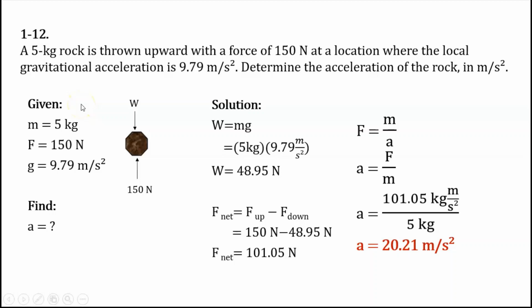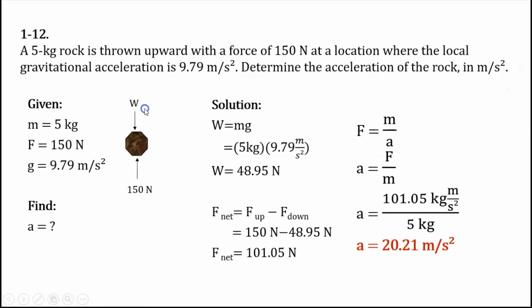So first, let's identify the given in our problem. So we have 5 kg as the mass of our rock. We have 150 Newton as the force acting upward on the rock. And we have here 9.79 meter per second squared as our acceleration due to gravity. So the problem tells us to find the acceleration of the rock in meter per second squared.